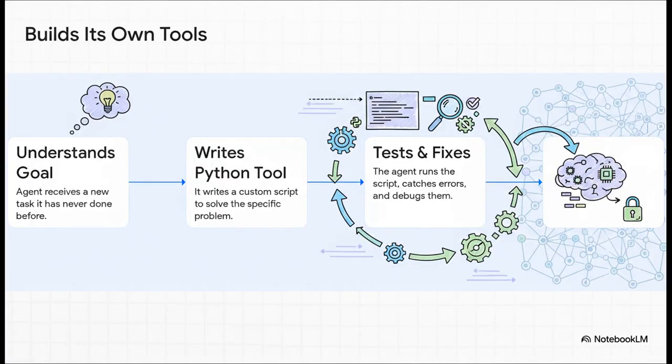Now this is its ultimate superpower. This is the real game changer. If you give Agent Zero a task and it realizes it doesn't have the right tool for the job, it just builds one. I mean, it will literally write a new Python script from scratch, test it, debug it, and then save it to its memory. So the next time you ask for a similar task, it just uses the tool it already built for itself. It actually gets smarter and more capable over time.